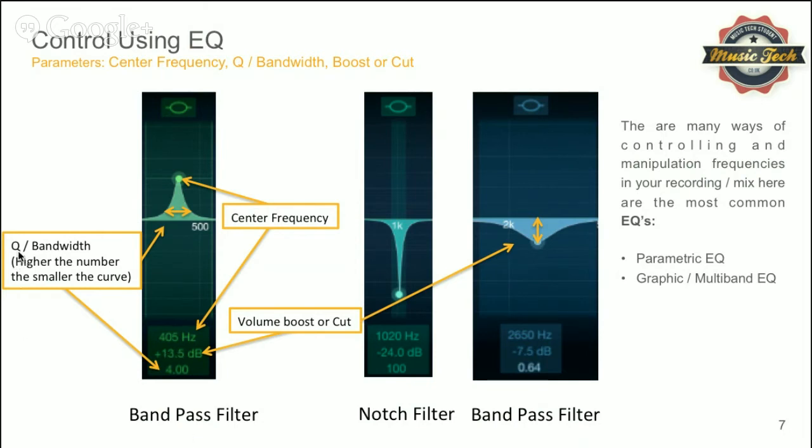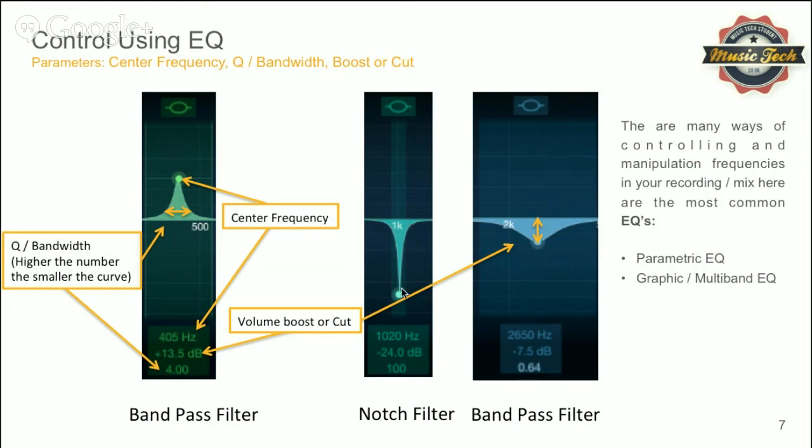Finally, we have this Q, or bandwidth. Now, the higher the number, the smaller the envelope. Now, this is the envelope here, and you can see I've got 4, or what's called a 4 bandwidth, and it's just making this bandpass filter this kind of shape. Now, if you look at the notch filter, which is this one here, you can see it's now 100, and look how much thinner it is.